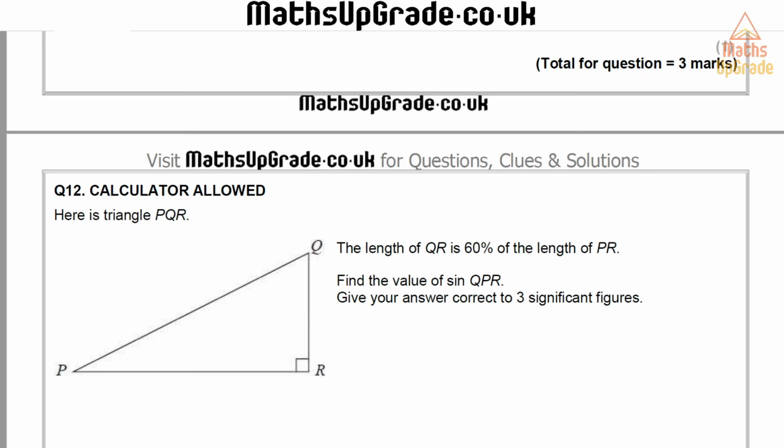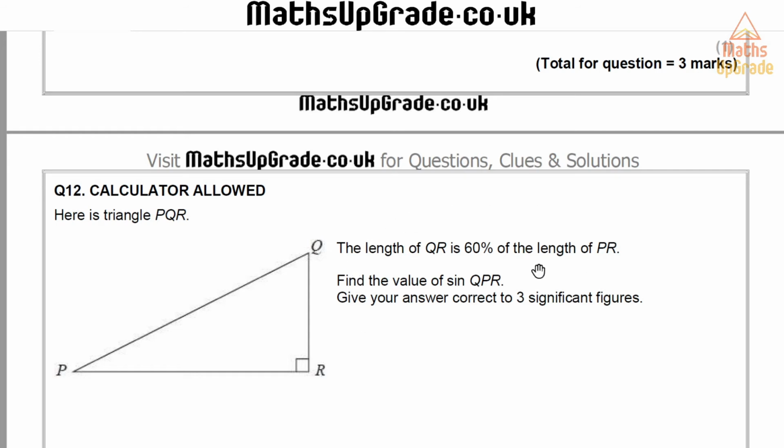Okay, question 12. Here's a triangle PQR. The length of QR is 60% of the length of PR. Find the value of the sin of QPR. So that's the sin of this angle here. Give your answer to 3 significant figures. And this question is worth 3 marks.